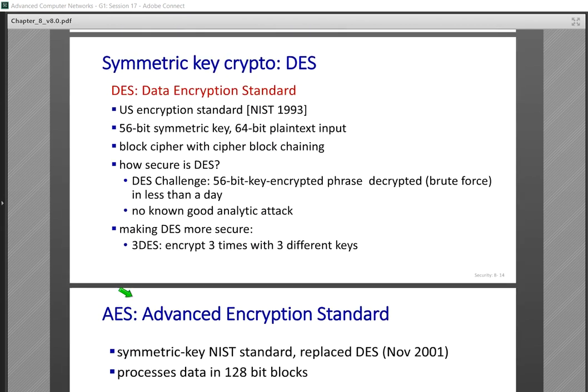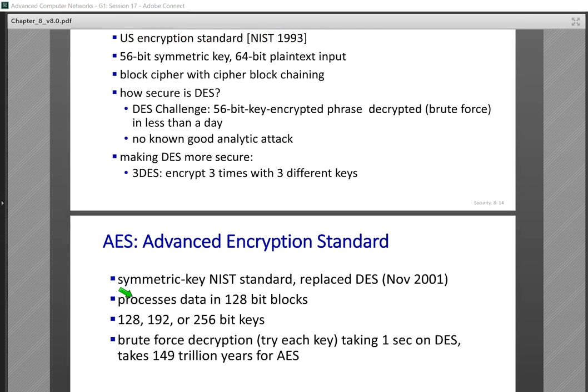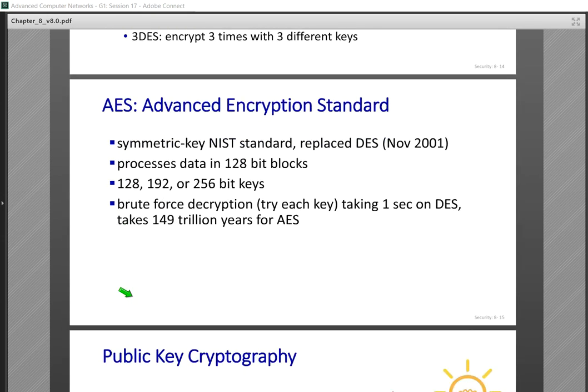But after the weakness of DES, in the USA, another encryption standard has been proposed. Its name is AES, or Advanced Encryption Standard. This standard was proposed in November 2001 by the NIST organization, again, NIST.